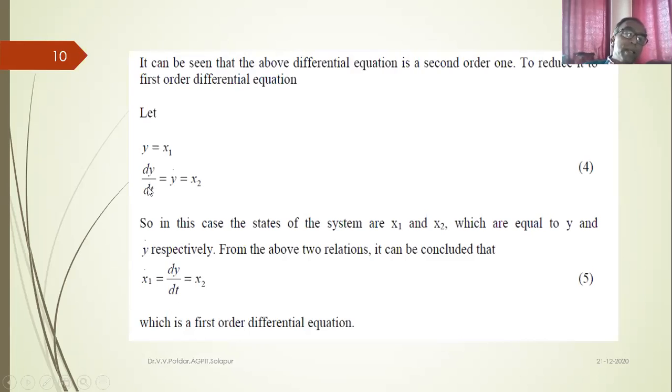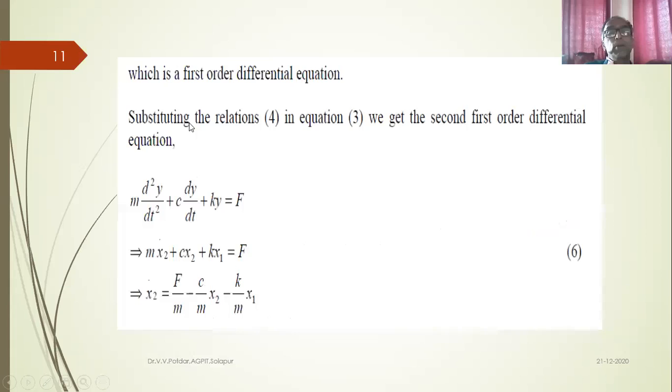From the above relations, it can be concluded that dy by dt is nothing but dx1 by dt, so it is nothing but x1 dot. So x1 dot is equal to dy by dt is equal to x2, which is the first order differential equation. Substituting the relations 4 and 5 in equation 3, we get the second first order differential equation.